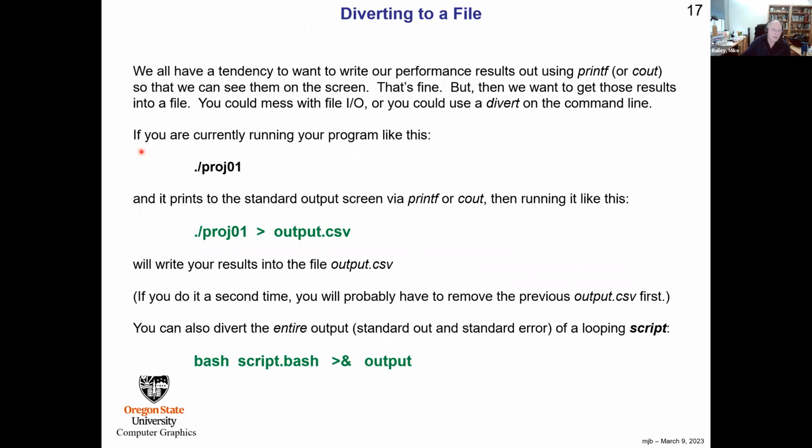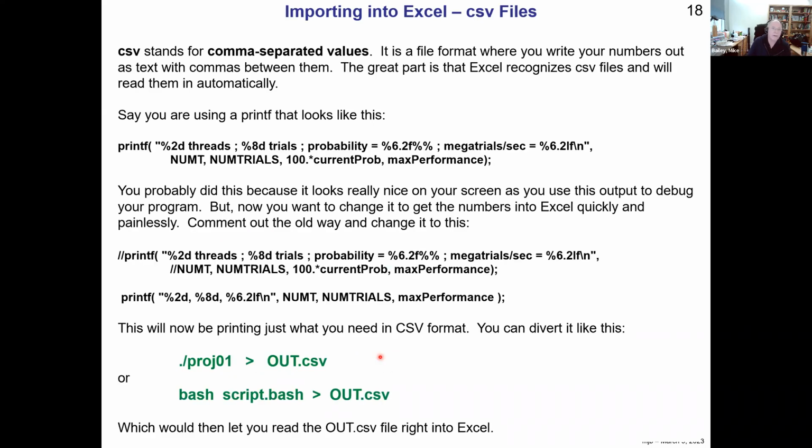Now, diverting to a file. If I want to run that bash script, then I would do that, bash script.bash, greater than ampersand, that diverts both standard output and standard error. Anything that's been printf'd or fprintf'd to standard error will come out and will end up in this file. So that's a really good thing for you. Even better is if you create something called a CSV file. CSV is a comma-separated variable file. So instead of maybe putting in spaces between your numbers you're printing out, put commas there.